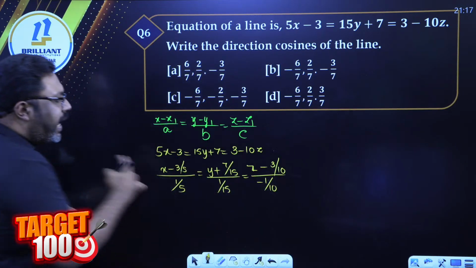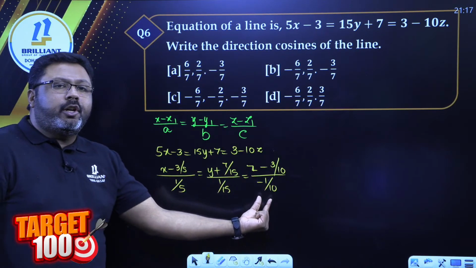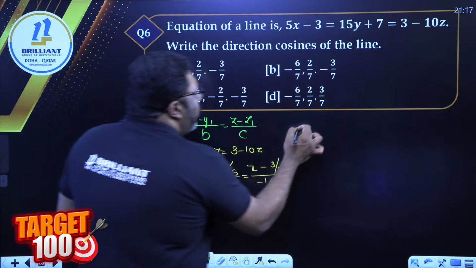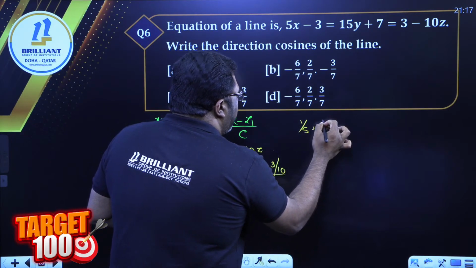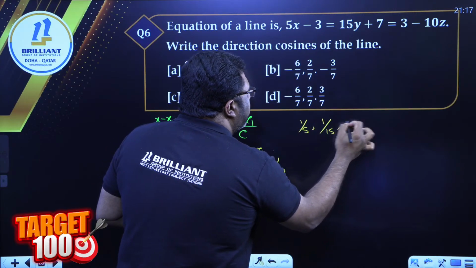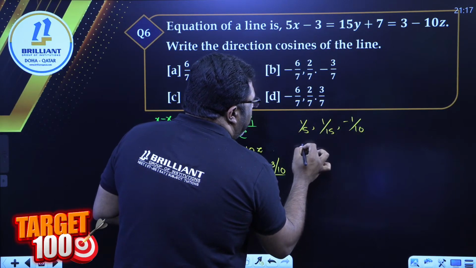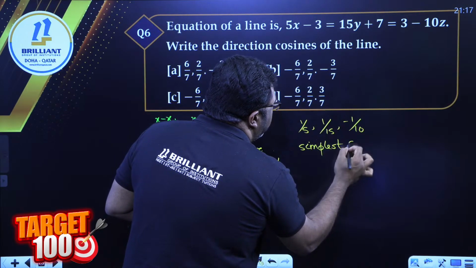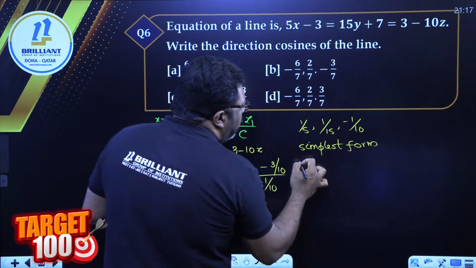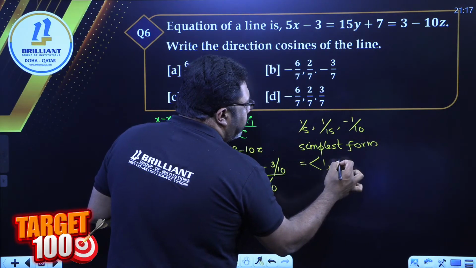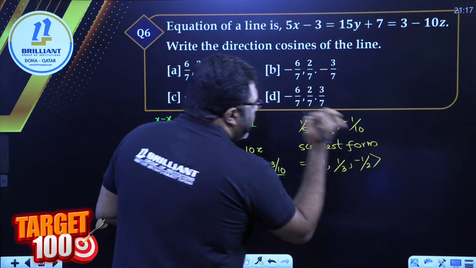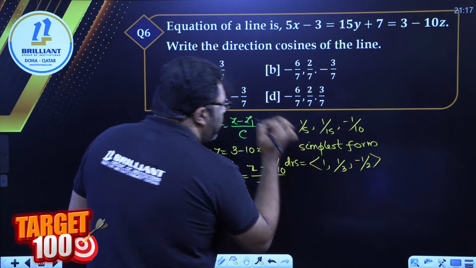So this is not the direction ratios because direction ratios should always exist in the simplest form. So 1 by 5, 1 by 15, minus 1 by 10. In the simplest form, you can see 1 by 5 is a common factor, so it is going to be 1, 1 by 3 and minus 1 by 2. These are the direction ratios.